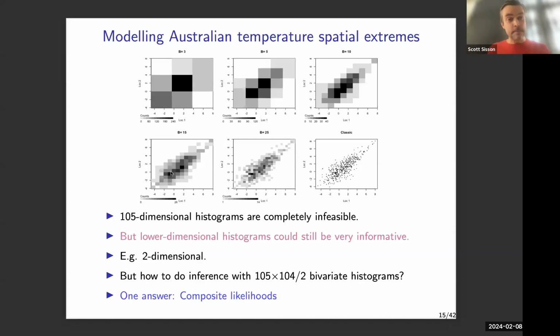These are now low dimensional, but then we've got a lot of these. We've got 105 times 104 divided by 2. How can we fit the model with all this bivariate information? And one answer to this is something called composite likelihoods.